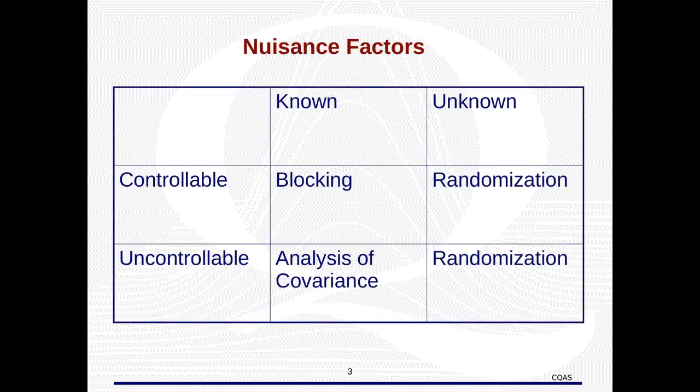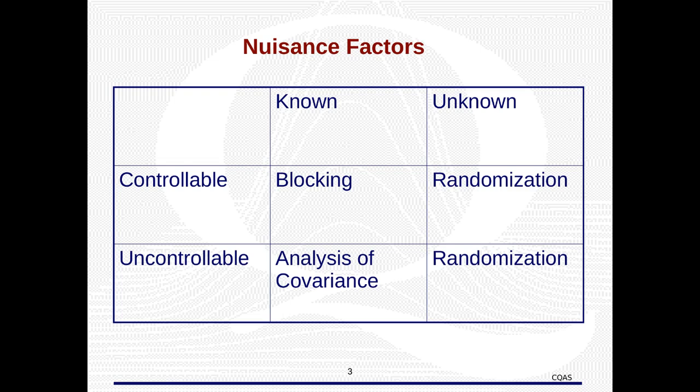Now that we've established the two categories of nuisance factors, let's examine how we address them systematically. The framework presented here organizes our strategies along two dimensions: whether the factor is known or unknown to us, and whether we can control it in our experimental design. When we know a nuisance factor and can control it, we employ blocking. This is our most powerful approach because we actively manage the source of variation. Conversely, when a factor is unknown, randomization becomes our defense mechanism, distributing its effects unpredictably across treatment groups.